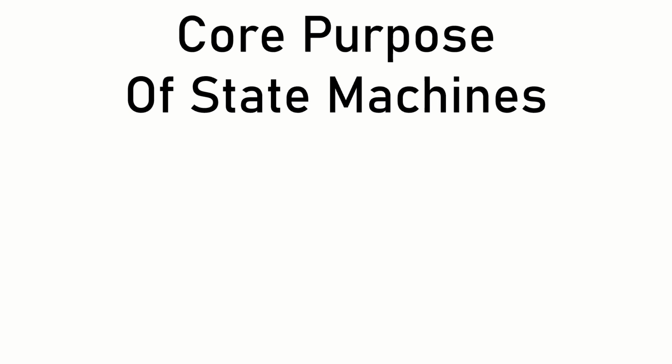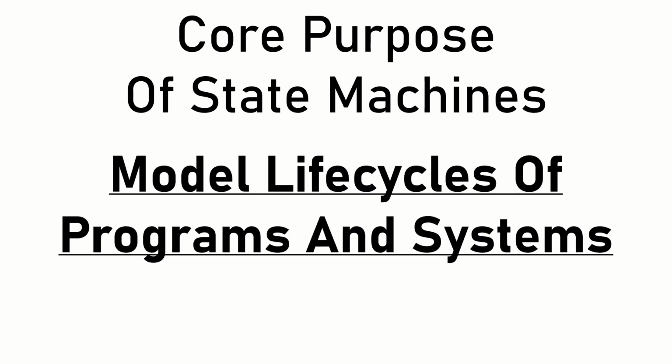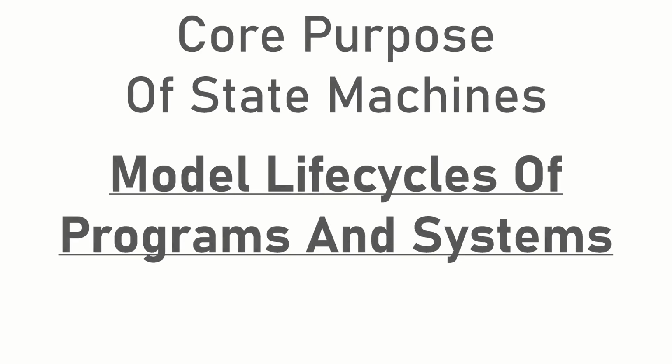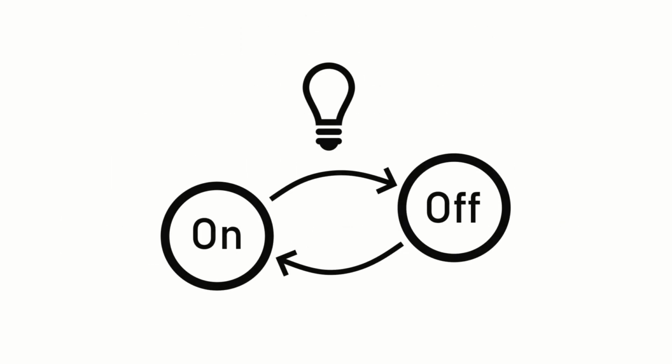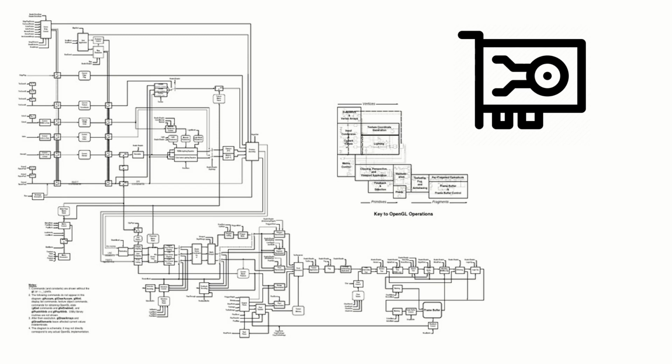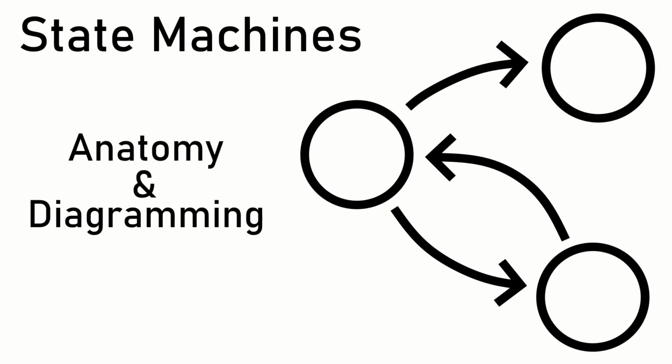We have now uncovered the core purpose of state machines: to model the life cycles of programs and systems. State machine diagrams are our visual language to communicate these complex, event-driven systems, from light bulbs to graphics processing units. Make sure to keep these in mind when diagramming your next state machine.